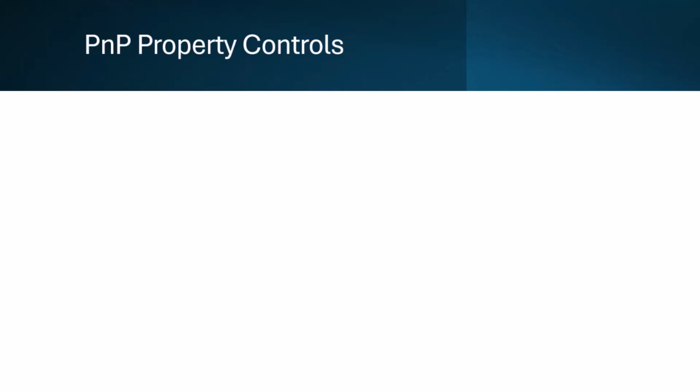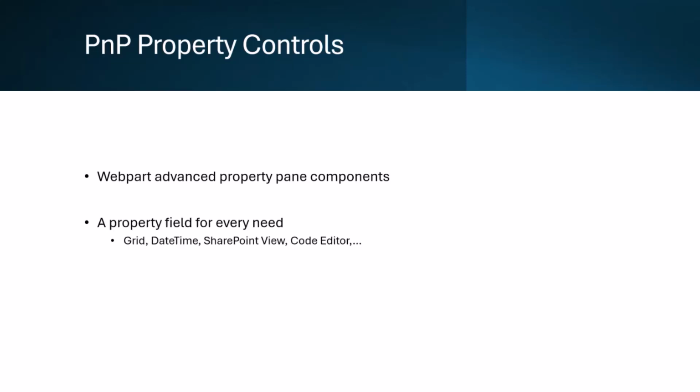Then we have the PnP property controls. Like I explained, it's a set of advanced property pane components, which is dedicated to web part management. There is a property field for almost every need. We have property fields for grid, date time, SharePoint View, code editor, Monaco editor. There is a spin button, and more. No, seriously, there are many of them. So you should give it a try if you don't know them already. There are also callout extensibility for most property fields, such as dropdown, label, or button.